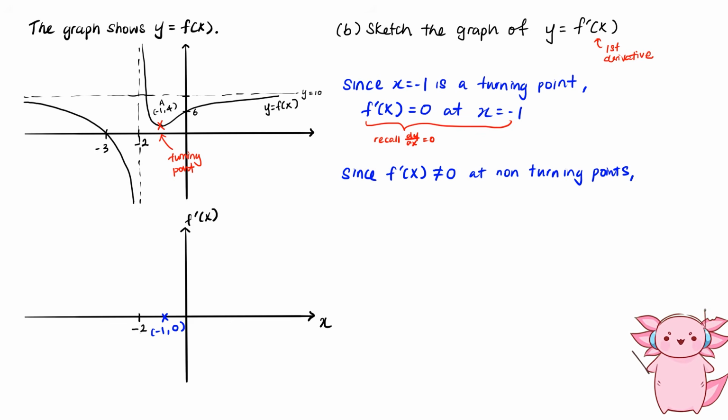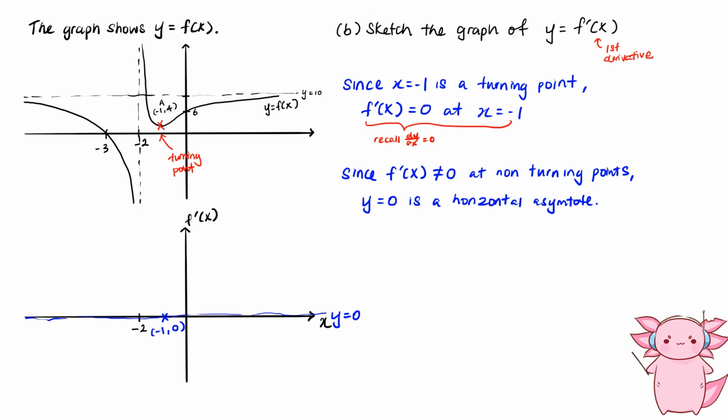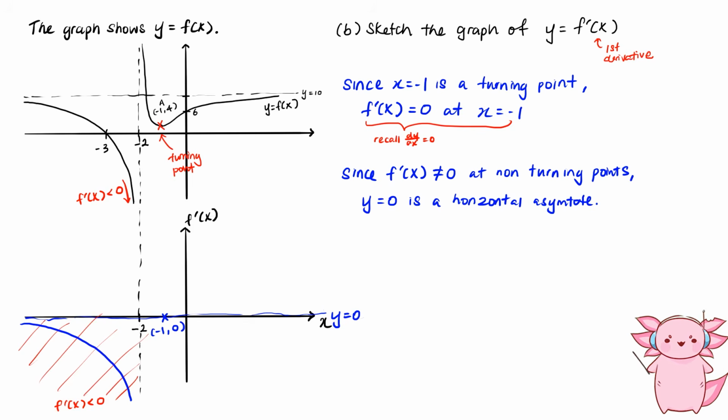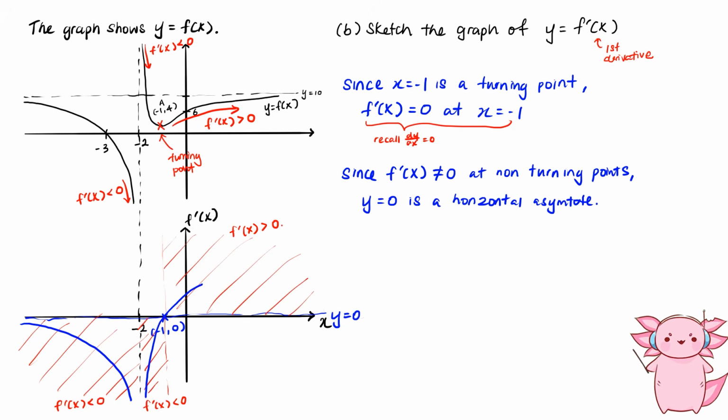Now since f prime of x cannot be equal to 0 at any other point other than the turning point, y equals to 0 is a horizontal asymptote. Okay, the last step is to figure out the shape of the graph. So at this part of the graph, any tangent you draw is sloping downwards, so we know that f prime of x here has to be negative. Now to the right of the asymptote, it's also sloping downwards, so f prime of x is negative, and after the turning point, it's sloping upwards, so f prime of x becomes positive until it's almost horizontal, so f prime of x approaches 0. Then we draw out the graph and it should look something like this.